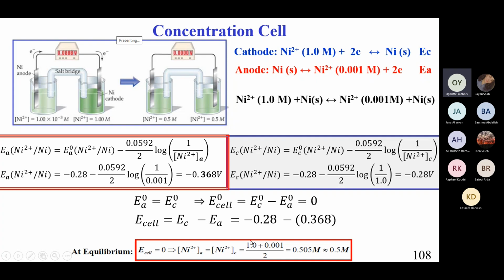Then it's almost like we're taking the average of the two nickel concentrations. So 1 plus 0.001 divided by 2. So we can already figure out what the nickel 2 plus is when the E of the cell reaches equilibrium, and it's simply going to equal 0.5. Now, what is the E of the cell at the beginning of the reaction?